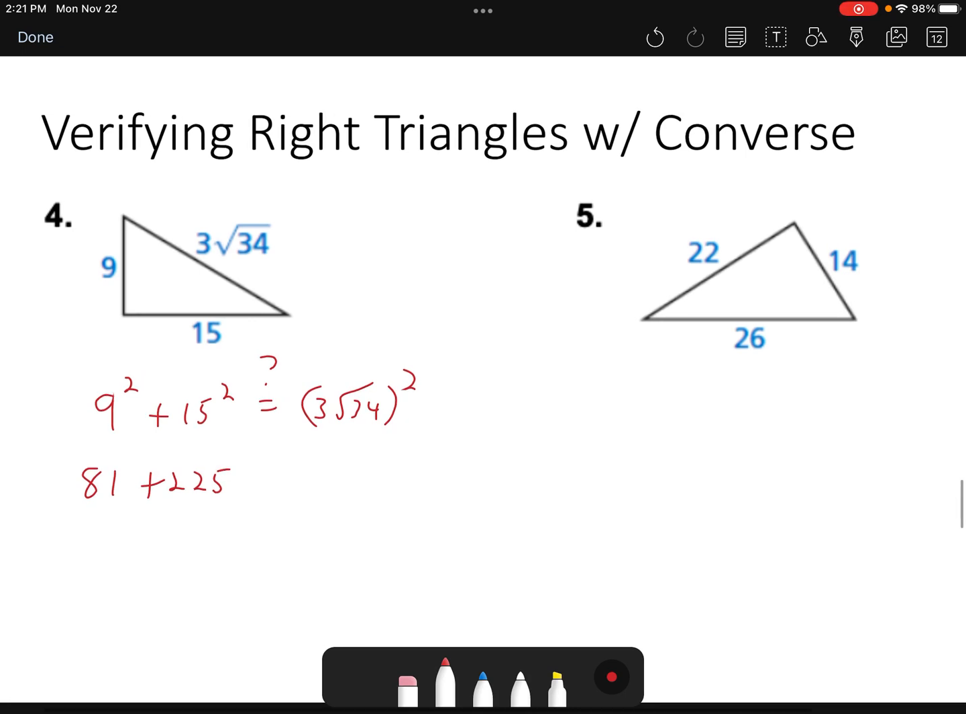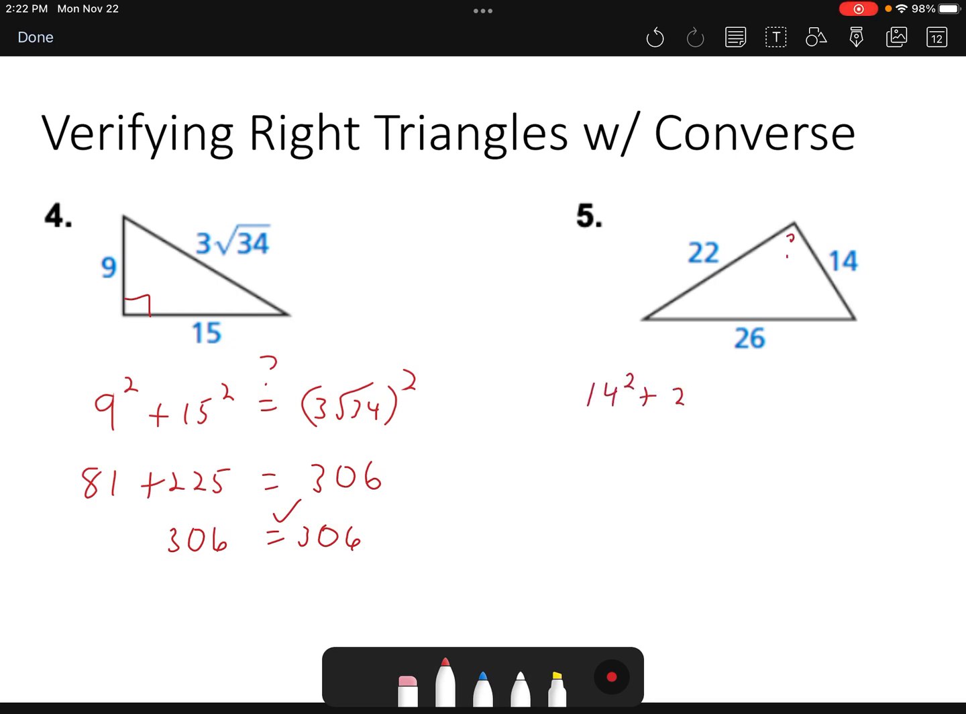And then we're going to square it. And we get 306. Is that equal? Well, that's 306, isn't it? So, yep, that is a right angle then. So that's how we use the converse. Okay, so is that one a right angle?